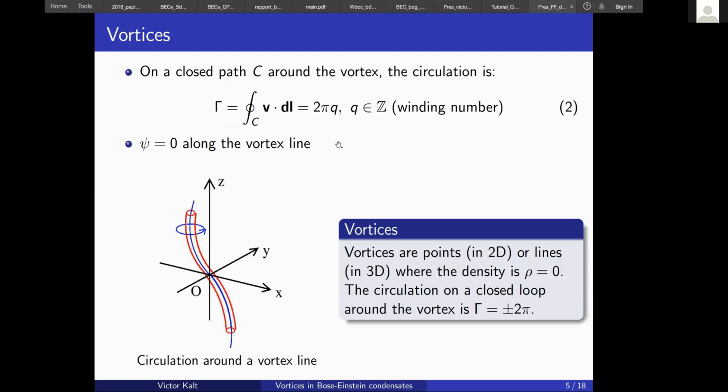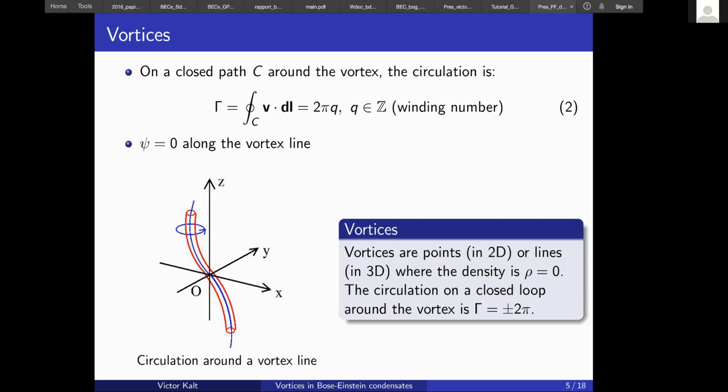If we take a system described by this complex wave function, we can compute the circulation of the velocity around a closed path. This is gamma. If we do the calculation, we find 2 pi q, where q, the winding number, is an integer. If q is non-zero, then this means that there is a phase defect inside the area enclosed by C, since the velocity is linked to the phase of the condensate. And as the wave function is single-valued, this means that at this point, the density must be 0.